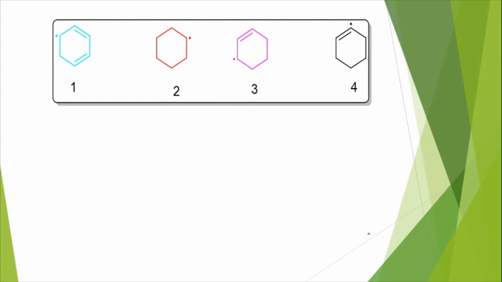Now this question you have to solve. You have to solve the question, write down the reason, and write the stability order of this molecule, and take a snapshot of that and upload it in your Google Classroom.